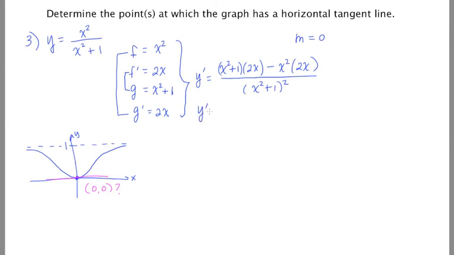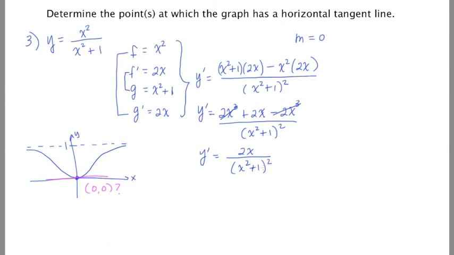Cleaning this up a little bit, we end up getting 2x cubed plus 2x minus 2x cubed. And again, it's all over x squared plus 1 squared. The 2x cubed and the negative 2x cubed cancel out. So ultimately, we're left with 2x over x squared plus 1 squared. So this is the derivative, which is an expression for the slope of the tangent line at a certain point.